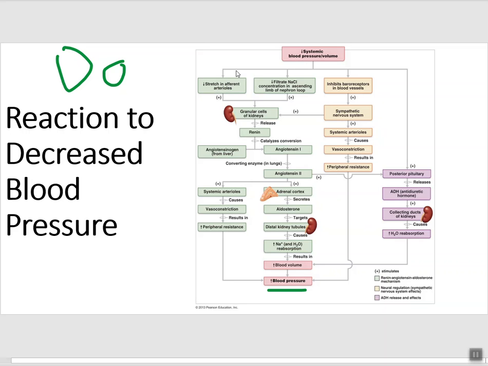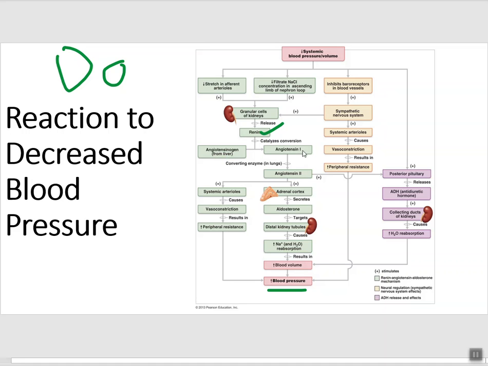So in the afferent arteriole going into the kidney, if my blood pressure is lower, I'm not going to have as much stretch. Now, from the macula densa, that's part of the distal convoluted tubule, I'm going to have less flow of fluid, less sodium and chloride. These are both going to signal the granular cells in the juxtaglomerular apparatus to release renin.